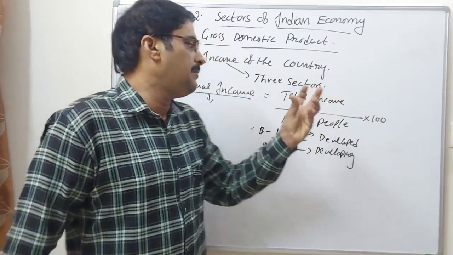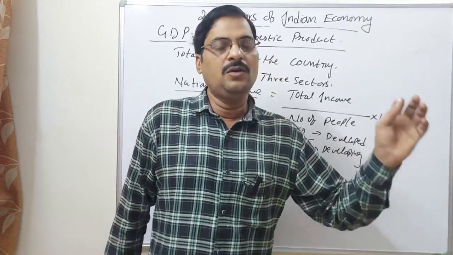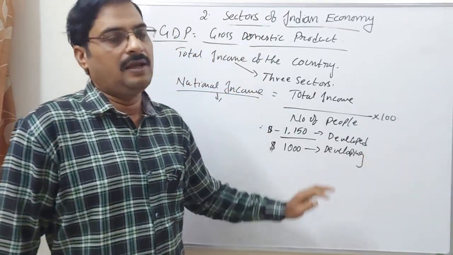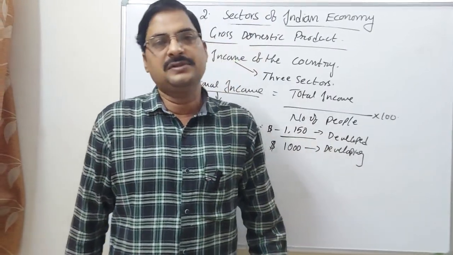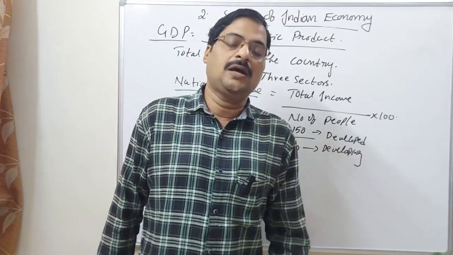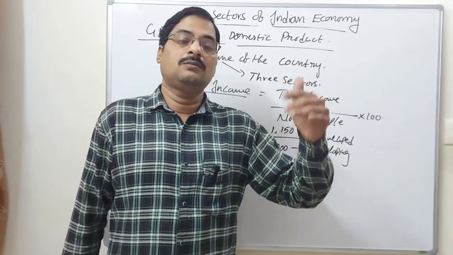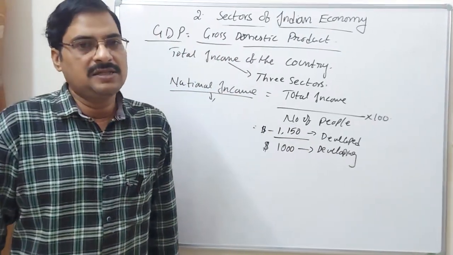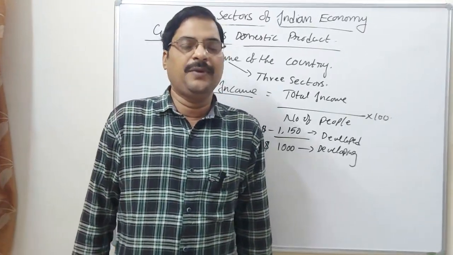The value coming from the national income, we compare it with the dollar. India is a developing country, Sri Lanka is a developing country, like that. And developed countries like Russia, England, and Japan are called developed countries. These have more than $1,200 in national income. So that is how we calculate the GDP.